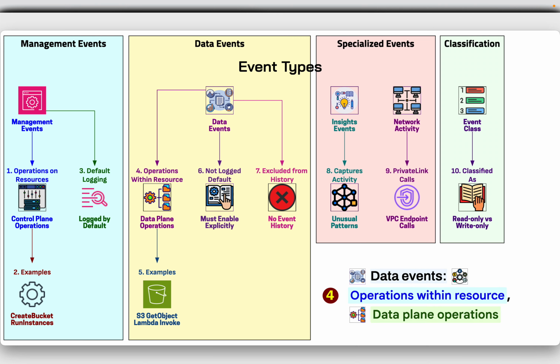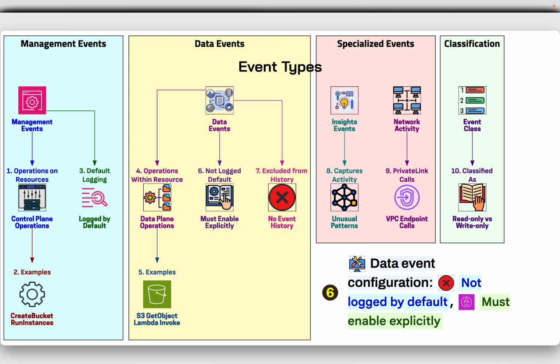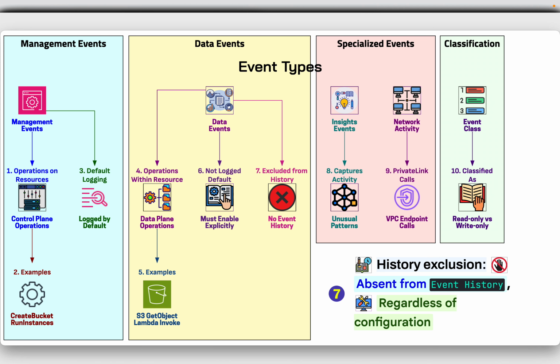Second type is data events. Data events are operations performed on or within a resource, also called data plane operations. Examples of data events include S3 get object, S3 put object, Lambda invoke, and DynamoDB get item. Data events are not logged by default and must be explicitly enabled on a trail. Data events do not appear in event history regardless of configuration.